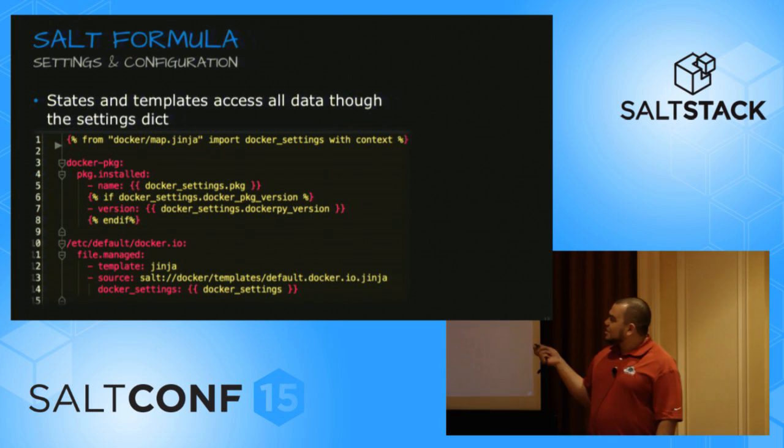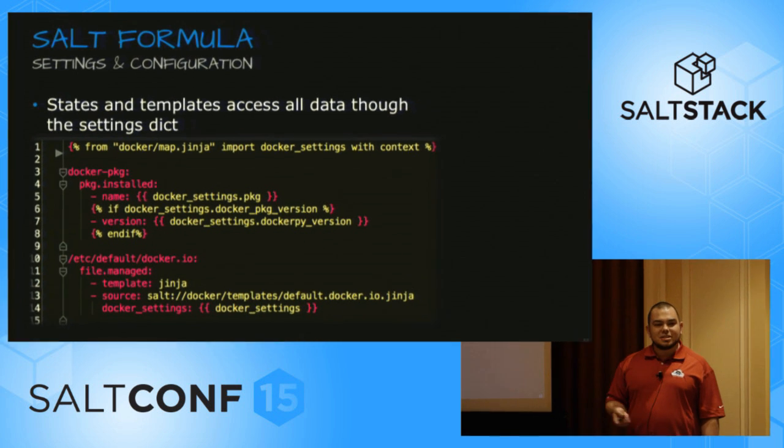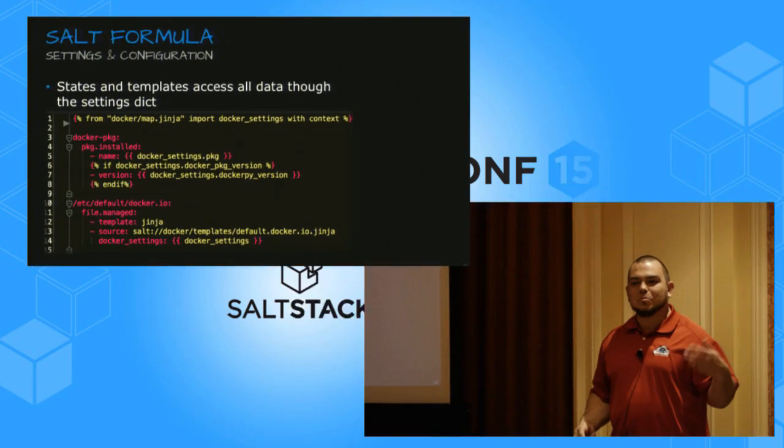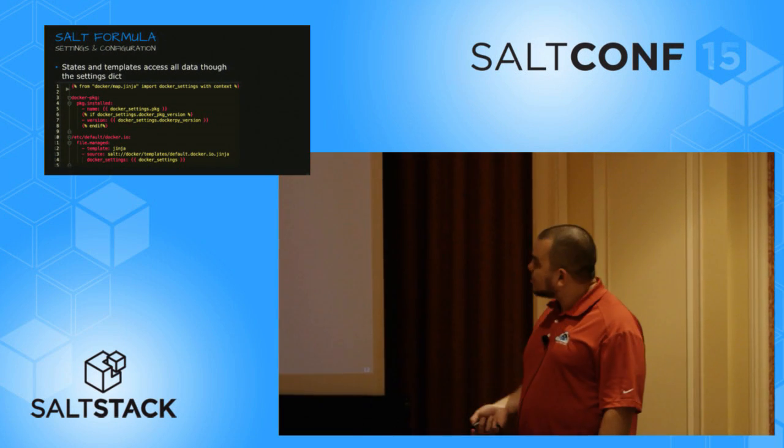And so what this also lets us do is this then allows us to have all our states and our templates access those settings from one particular place. So after that map.jinja has resolved all those settings into one place, you can import it into the top of your states or templates. And then you can see here like the package name, right? It accesses docker settings.package, dockerpy.version, right? And so you get to access all these settings from that one dictionary, and that is the only dictionary that you import into your different settings.